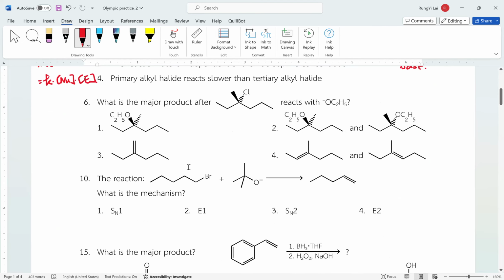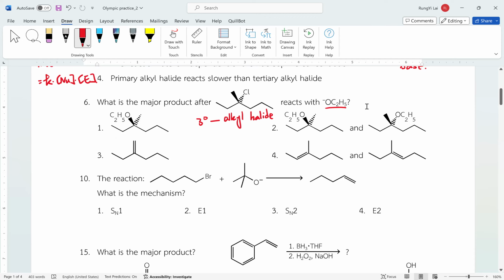So the next one, what is the major product after this substrate reacts with ethoxide? That means you can analyze this. The reagent is ethoxide. And then you also can see this alkyl halide. Whenever you see an alkyl halide, at least you need to analyze whether it is primary, secondary, or tertiary. So this one would be a tertiary alkyl halide. Okay. So now you can see this reagent is ethoxide.